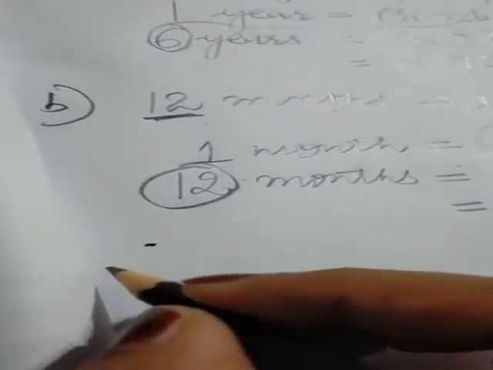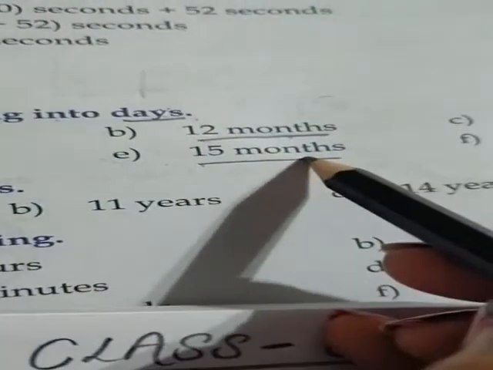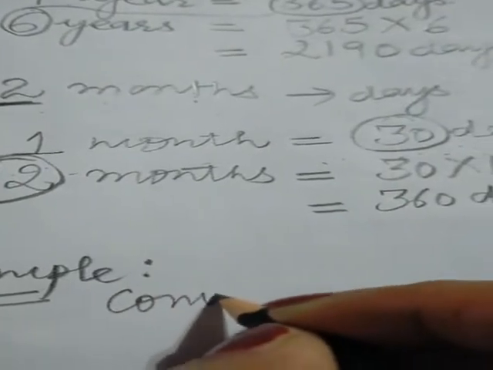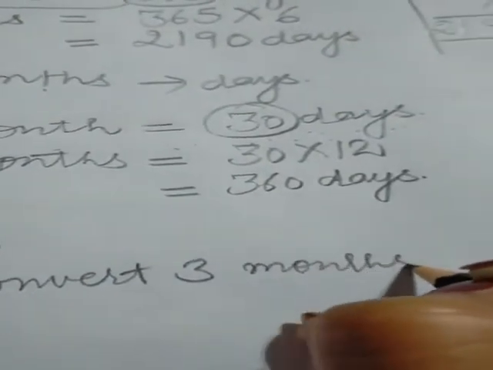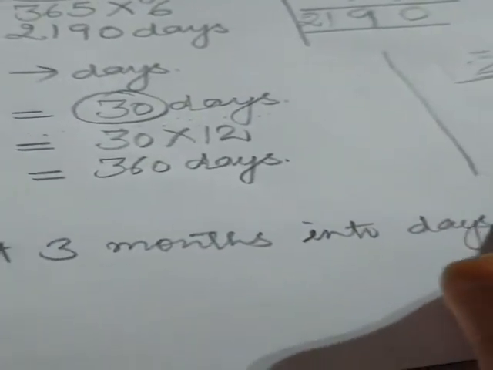Yes students, now I am giving you an example. The E part you will do by yourself. There is an E part that is also of months. This sum you will do by yourself. Here I am going to tell you one example. Convert 3 months into days.